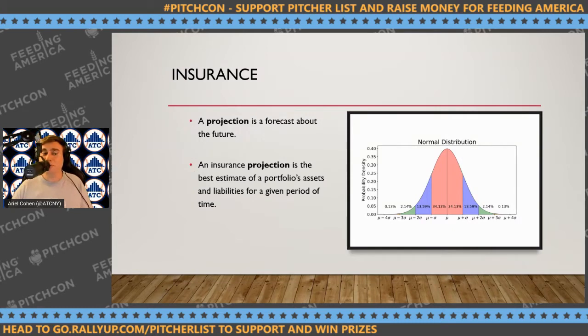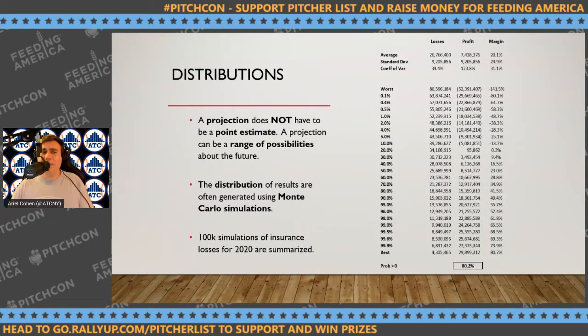In its very simplest form, an insurance projection is the estimate of an insurance company's assets and liabilities for a given period of time, usually 1 year or 3 years, 5 years, whatever we're projecting out. And I do something very similar to what I have up there on the right. In fact, that actually is something that I produced. These are formed from 100,000 simulations, called Monte Carlo simulations, of what could possibly happen in the year 2020. I believe this was some property line of business that we write.